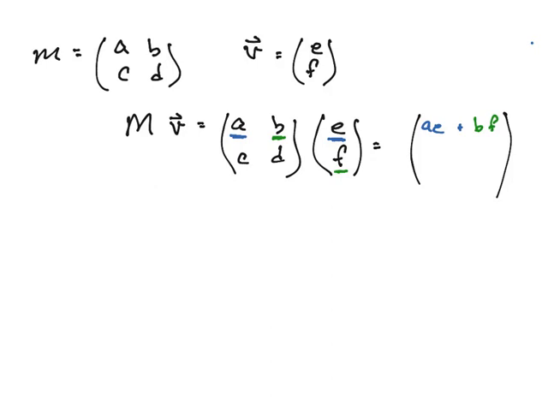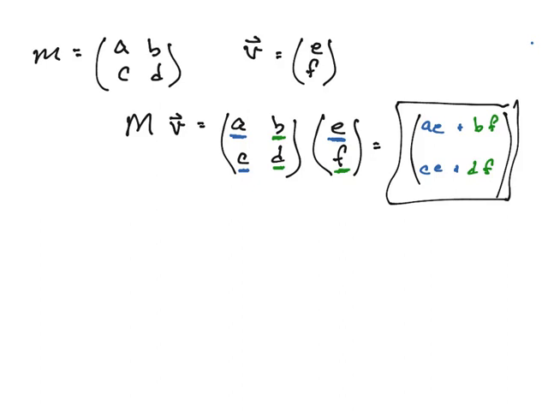Then, to get the next element, the second number in our answer, we take the first element in the second row times the first element in our column. So now it's C times E. And then the next part, we add to it the next element in this row times the second element in the vector. So D times F. And then, of course, we've gone all the way across the rows, all the way down the column. And this is the answer.